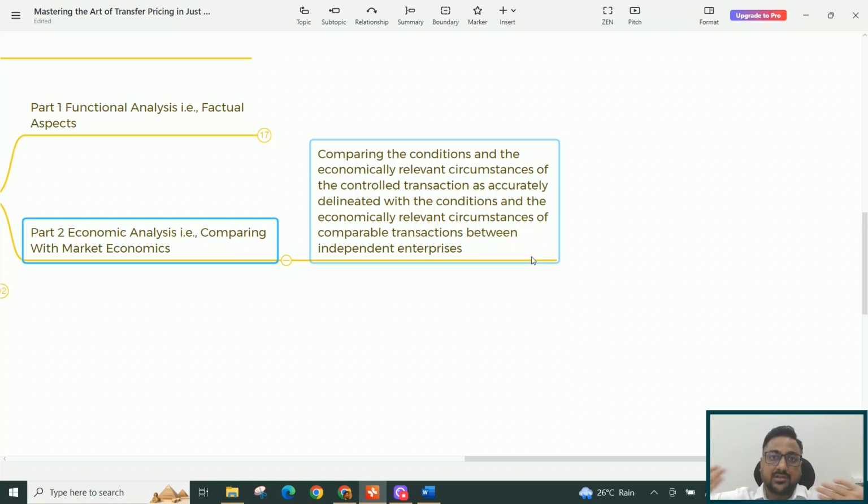When I am doing such a thing, I have to compare also, right? First I need to understand the factual aspect of that entire transaction or arrangement, right? The second part is I have to get into the economics of that part. I mean, I have to understand the market economics of that entire thing, and that is what we call economic analysis. In today's session, we are just covering the functional analysis process.